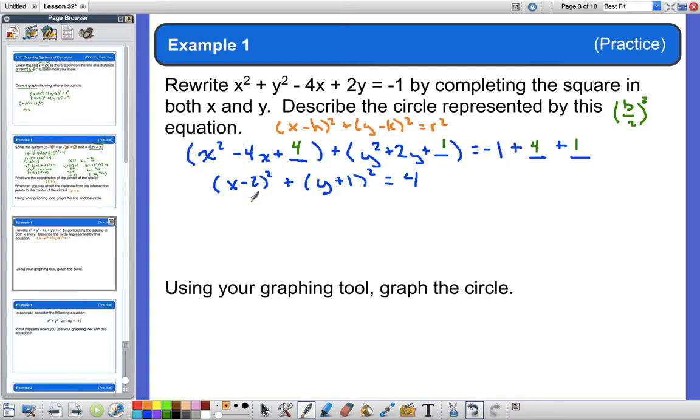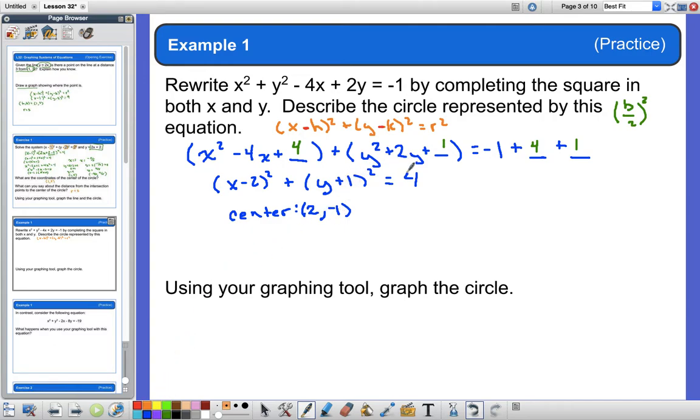So what do we note from this? That means we can identify the center. The center of our circle is going to be at 2, negative 1. Remember, the equation itself is established with minus signs. So you have to actually think opposite of what you would traditionally think. So instead of writing a negative 2, we'd write a 2. Instead of writing a positive 1, we'd write a negative 1.